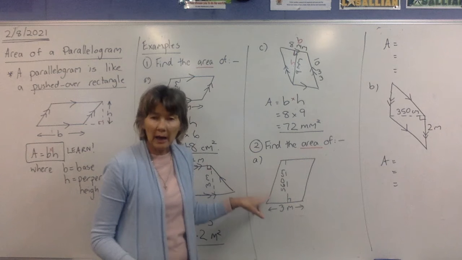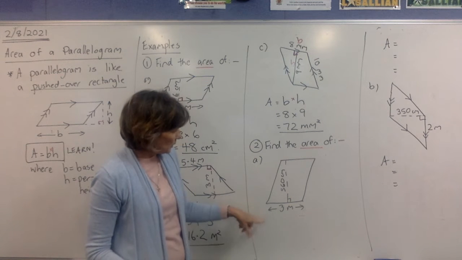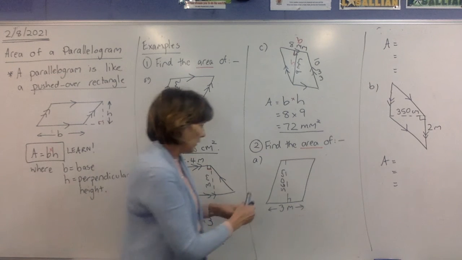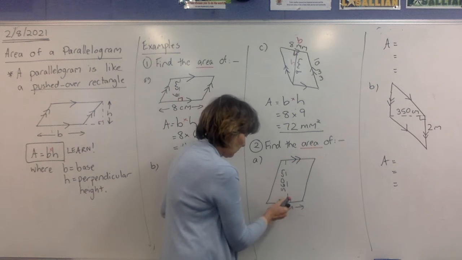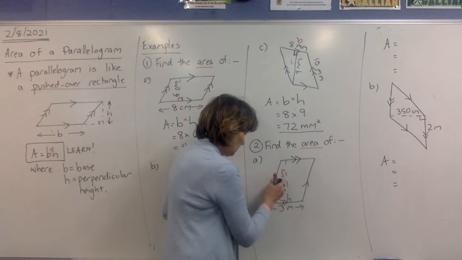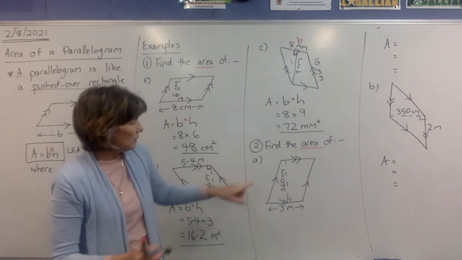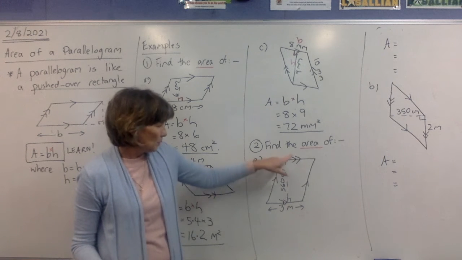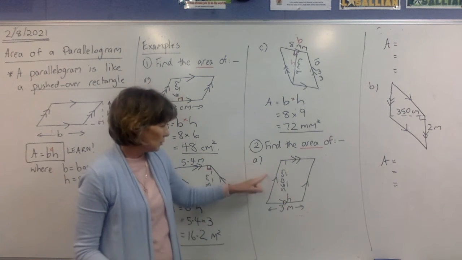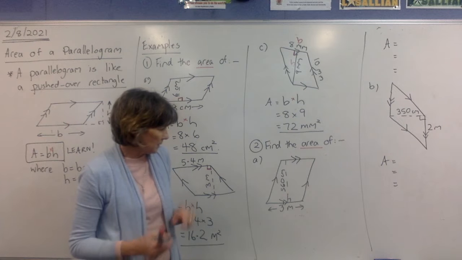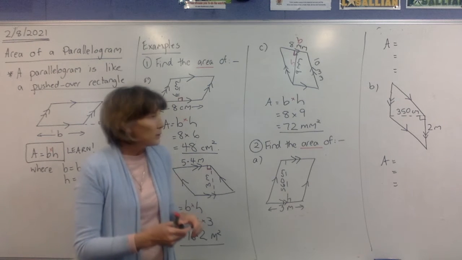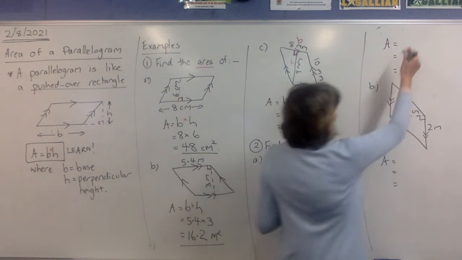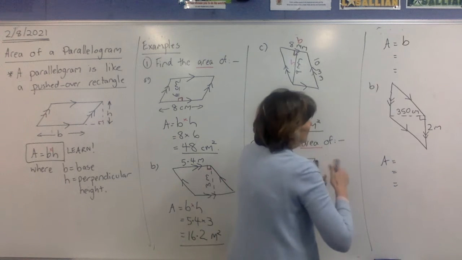Okay, now we're getting into the harder questions here. So when you look at this one here, sorry, I forgot to put your marks on for your parallel lines, so I'll just do that now. All right, so when you look at this parallelogram, 1 pair of parallel sides, 2 pairs of parallel sides, we know we're going to be using the formula A equals B times H.